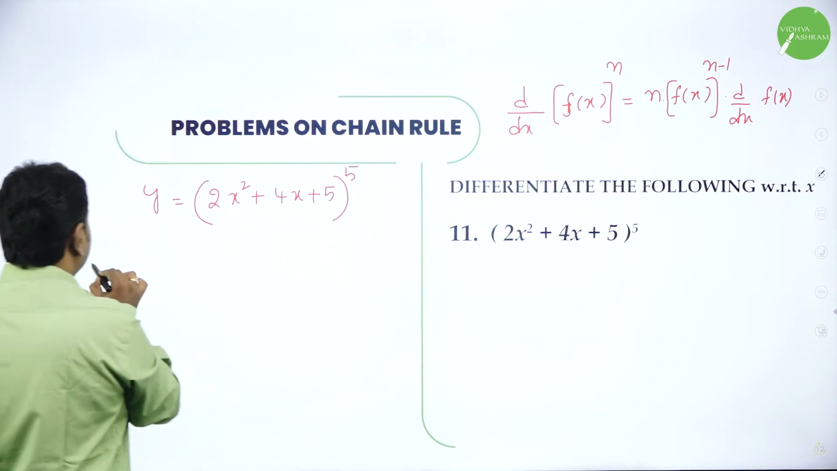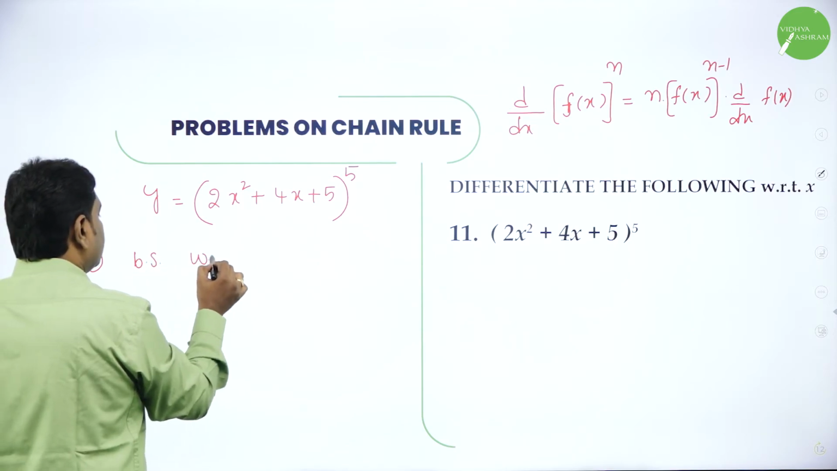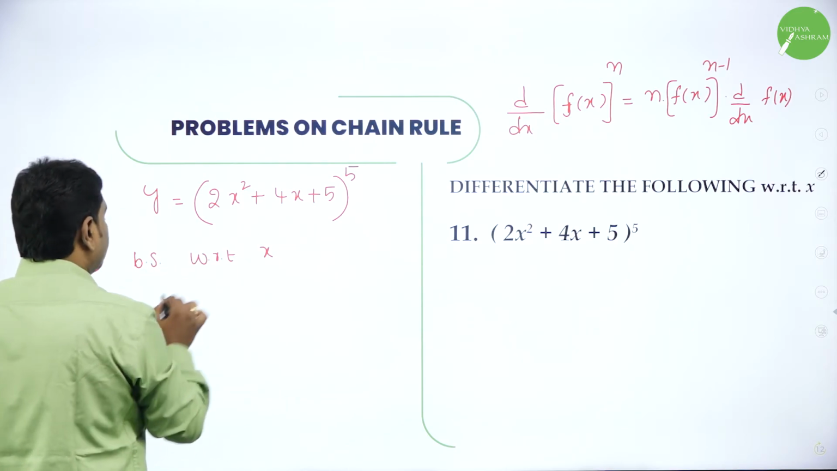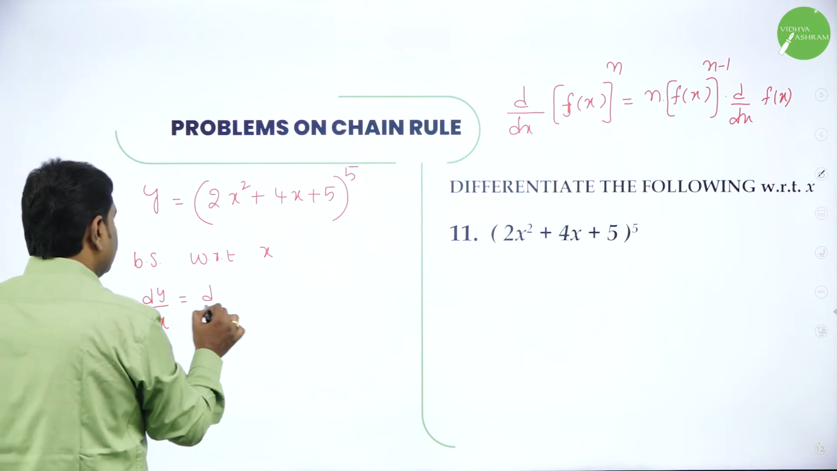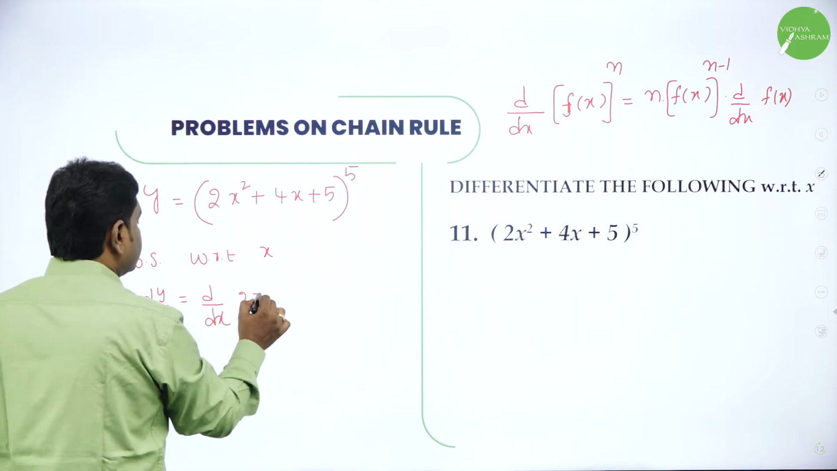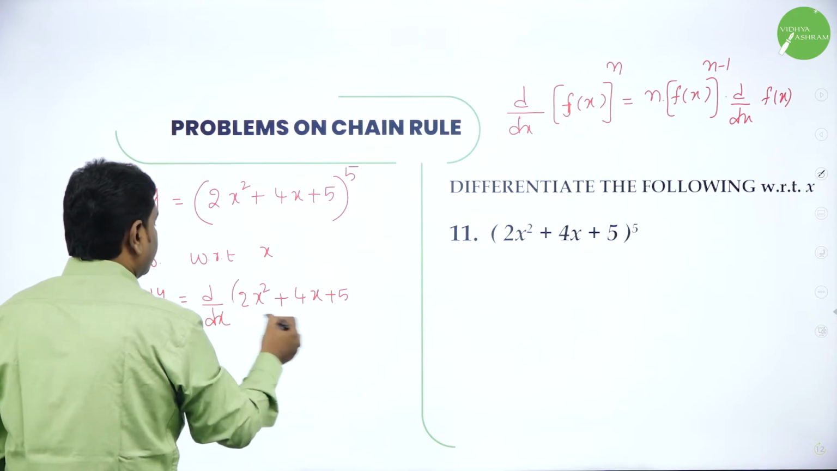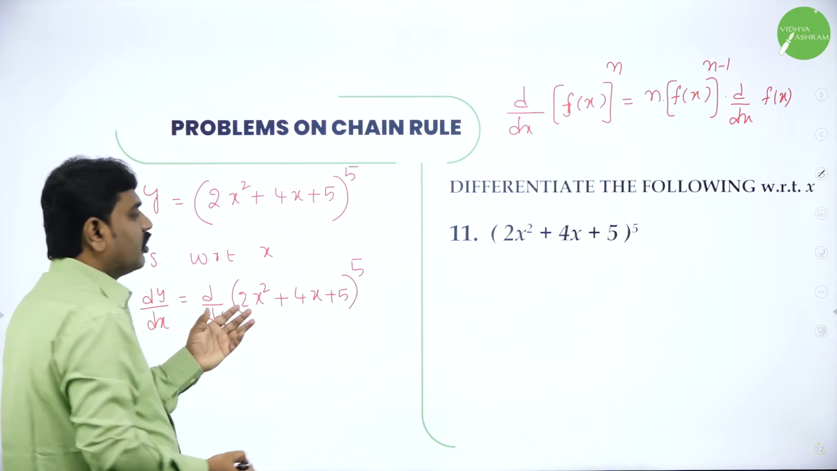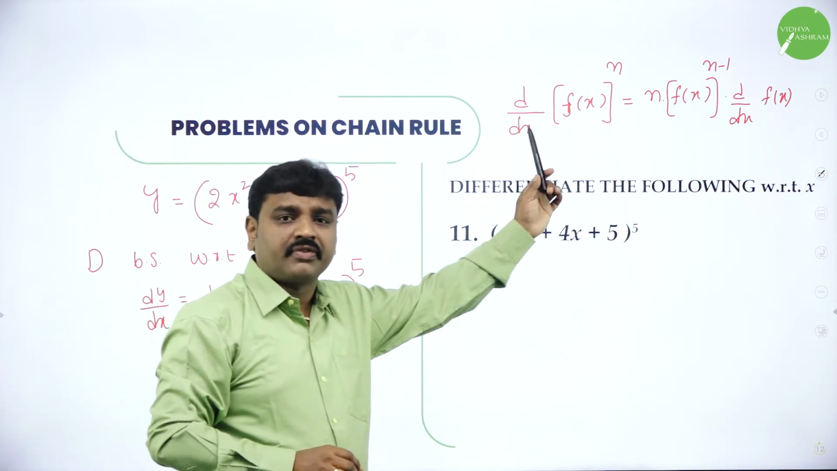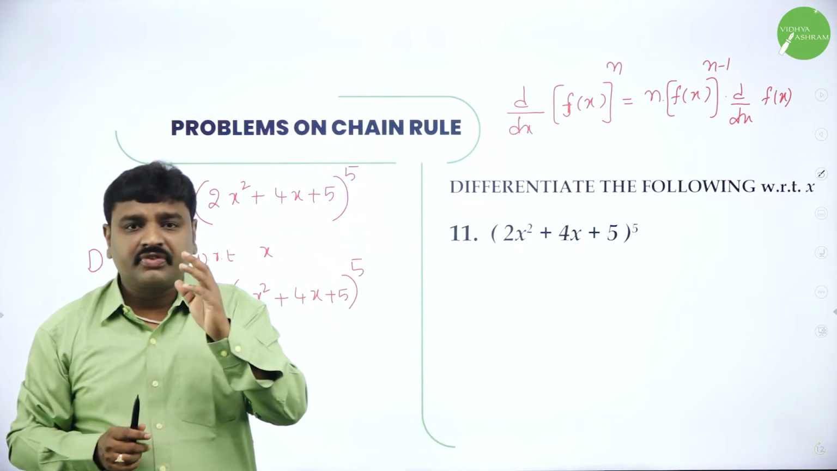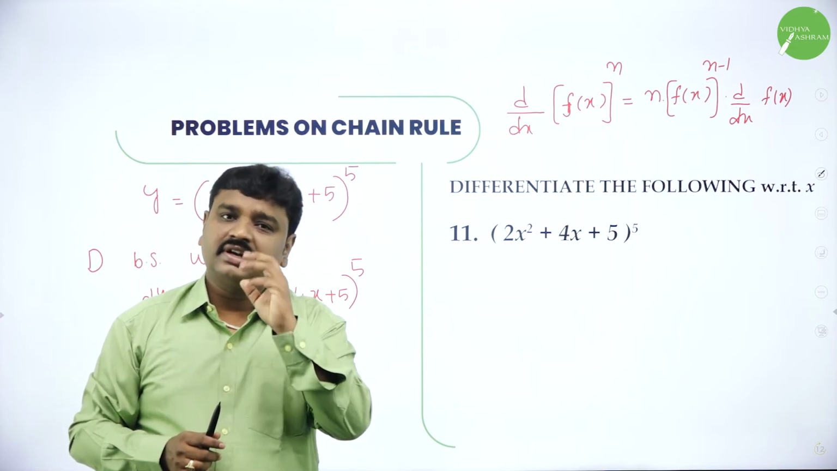Now differentiate both sides with respect to x. Now LHS is d by dx of y. RHS is d by dx of (2x square plus 4x plus 5) power 5. Now it is in what form? Observe, it belongs to the form f of x power n. What is the derivative of f of x power n? It is n into f of x power n minus 1 into d by dx of the internal function.